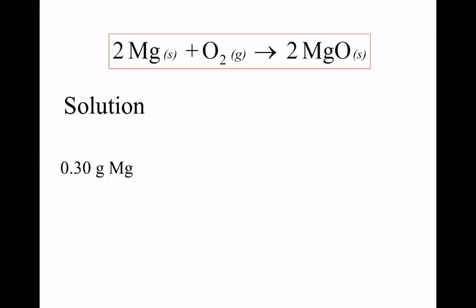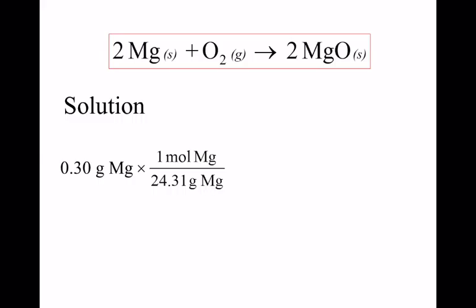Then we said we need to get from grams to moles, so we're going to use the molar mass of magnesium. We want grams to cancel, so we're going to put 24.31 grams magnesium on the bottom, and on top we're going to put 1 mole of magnesium. So now our grams of magnesium canceled, we're left with moles of magnesium. Now we're ready to go to moles of O2.